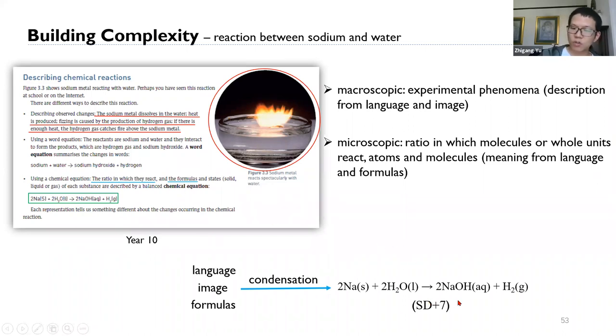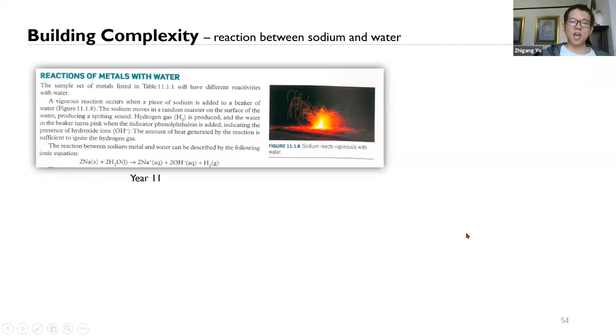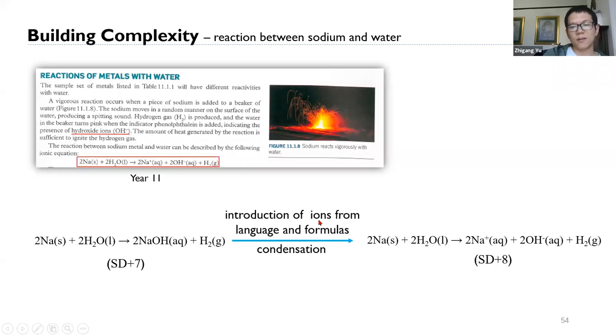Using the translation device, this one is labeled SD plus 7. And in year 11, they're describing the same reaction, but it adds something more. It adds the presence of hydroxide ions, so this ratio and the formulas are no longer introduced here, but it adds something more: introducing ions from language and the formulas, so it's condensed here. So from year 10 to year 11, the meaning is being increased from SD plus 7 to SD plus 6. So we can see those are increasing there.